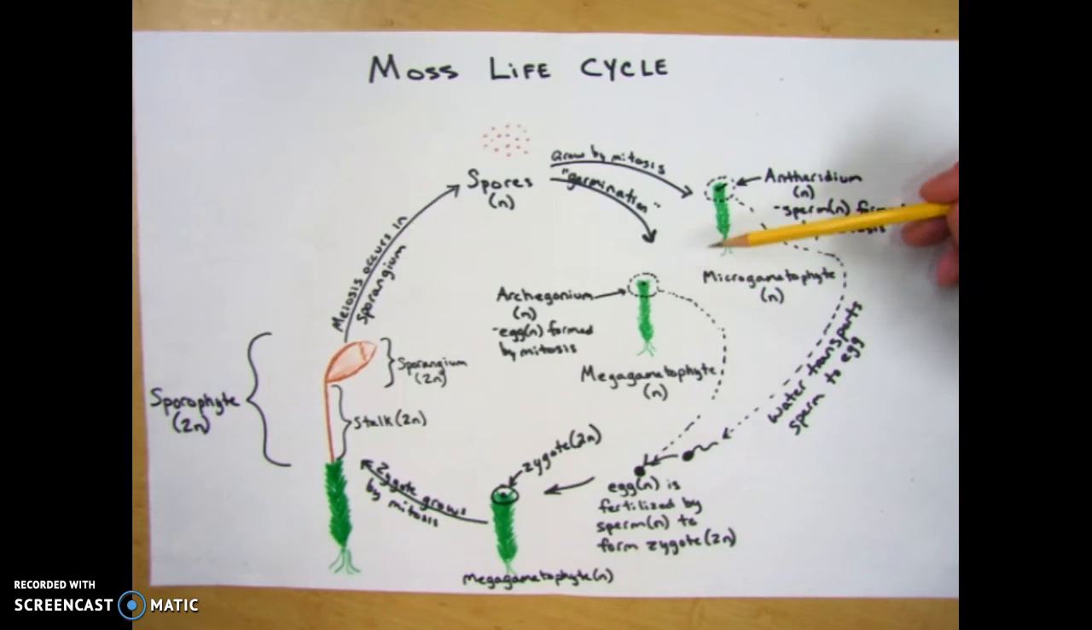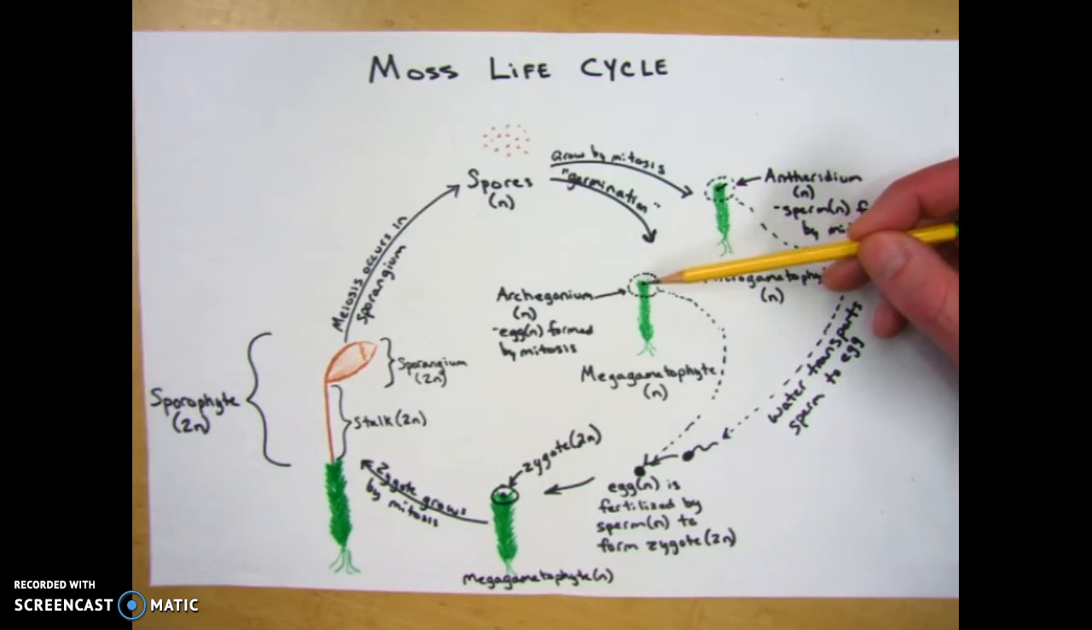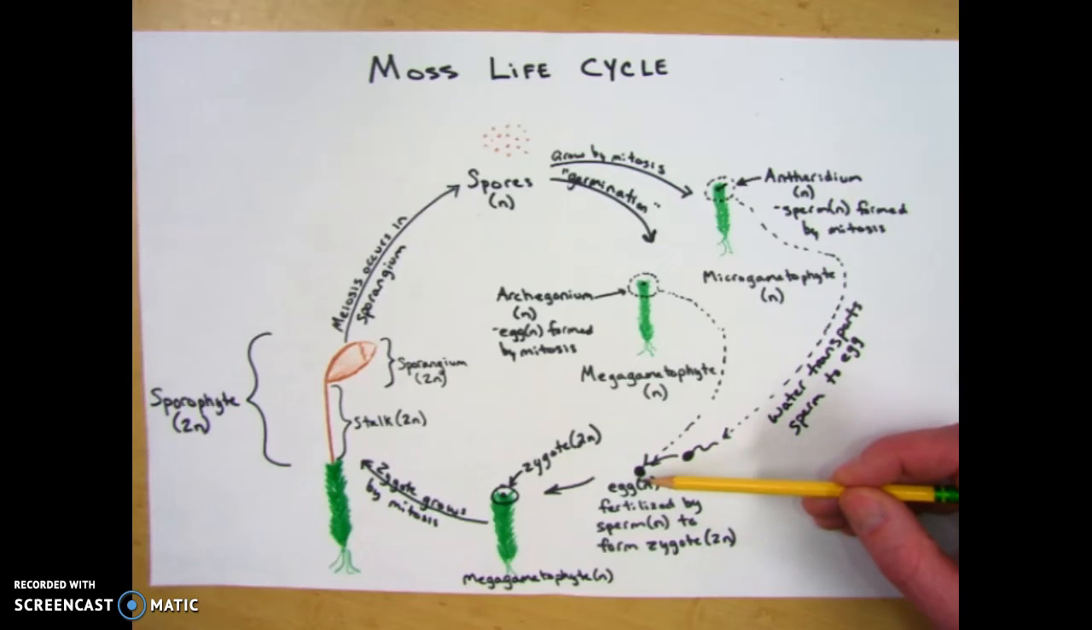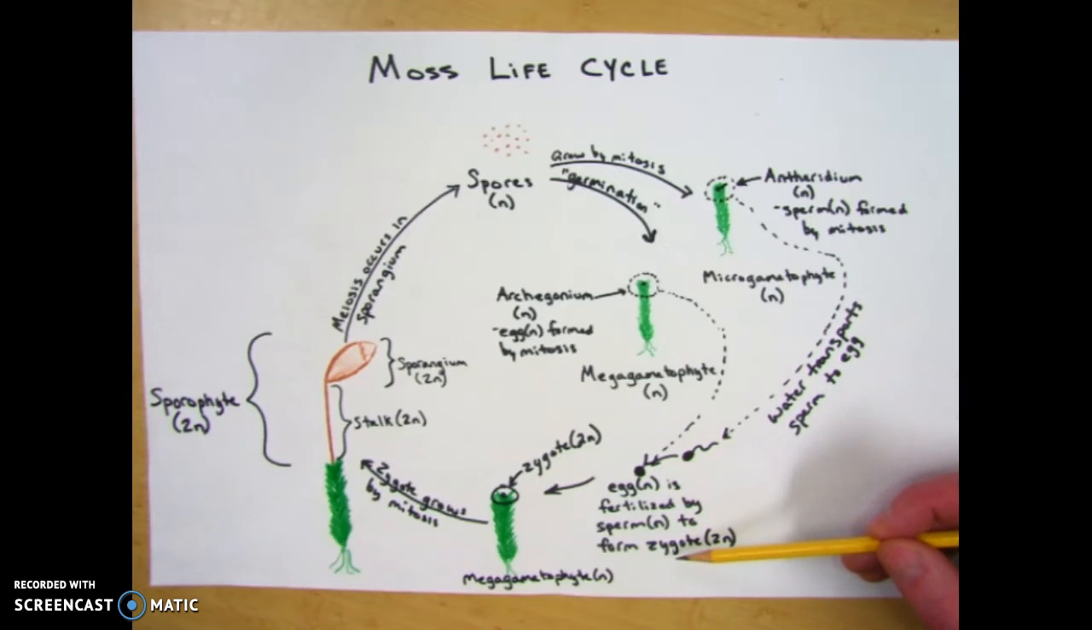At some point in the year, these are going to mature. The sperm and the egg are going to mature, and it needs rain. It needs water for the sperm to be transported from this plant to this plant, and that's shown by this. It says water transports sperm to the egg. Sperm will fertilize the egg and form a zygote, and that's the diploid stage. That's the first cell, the diploid stage.